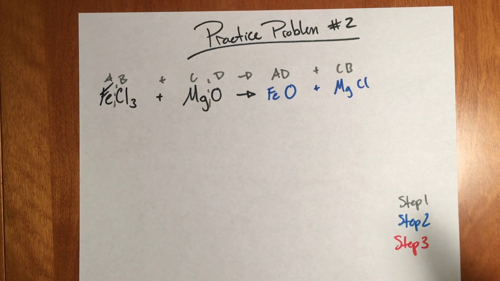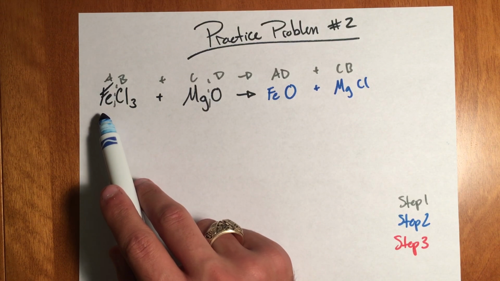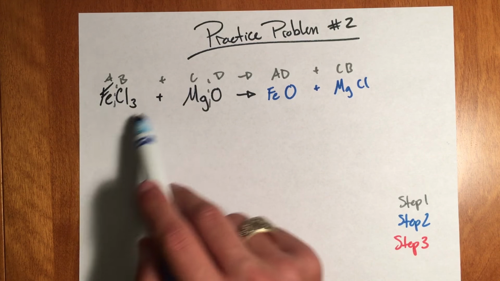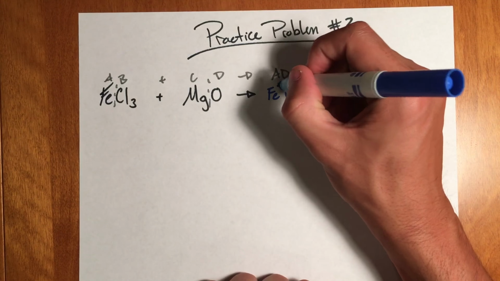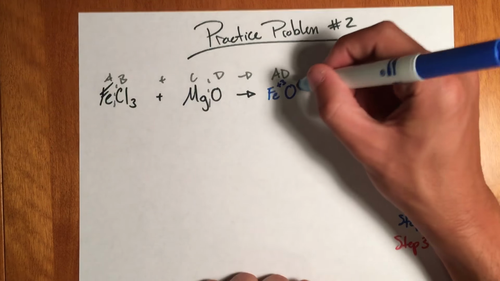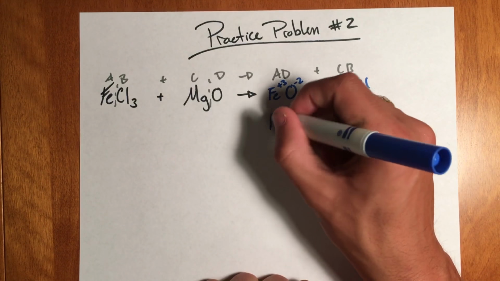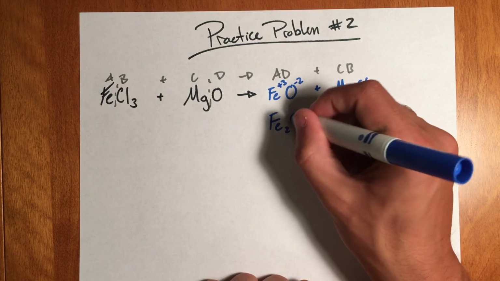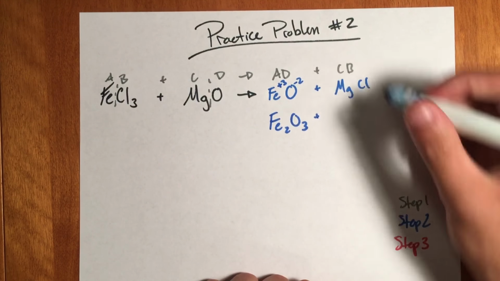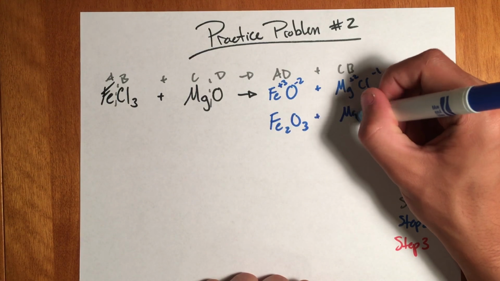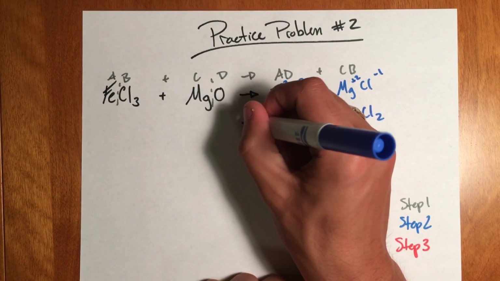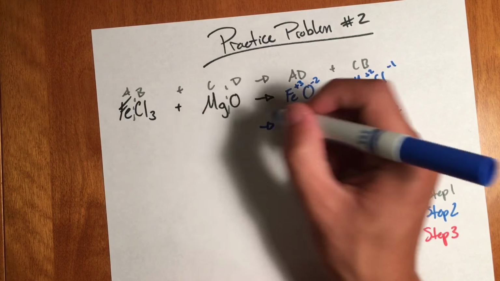Again, we need to figure out the charges. Iron is a transition metal, which means you need to figure out what it's bonded to in order to see what the charge is. This is iron 3, so that's going to be a +3 charge. Oxygen has a -2 charge, so that means this will be Fe2O3. Magnesium has a +2 charge, chlorine -1, so that's MgCl2.